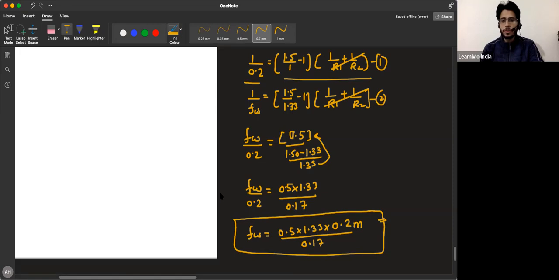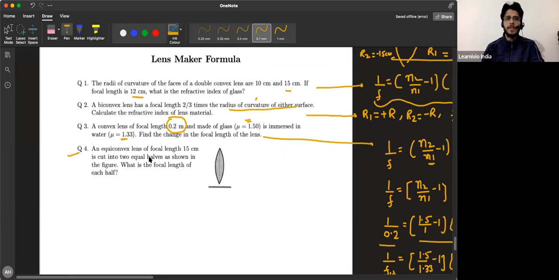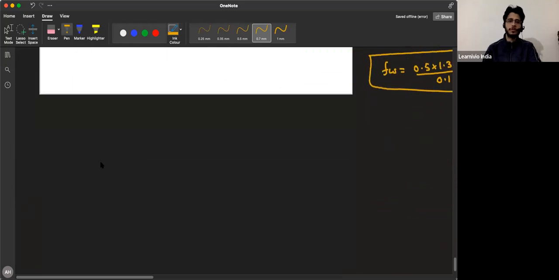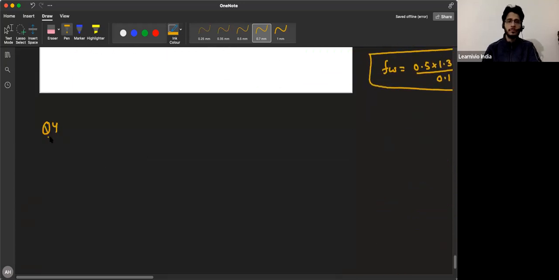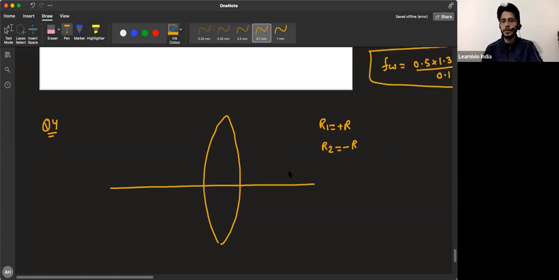After this, the next topic is the next question, the last question. An equiconvex lens of focal length 15 centimeter is cut into two equal halves as shown in the figure. Find the focal length of each half. So this is your equiconvex lens. Equiconvex lens means the radius of curvature of both the surfaces is the same. If I write R1 as plus R, then your R2 is minus R. They just have a difference of sign.